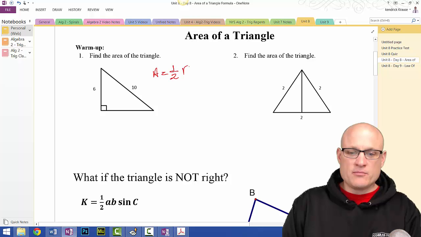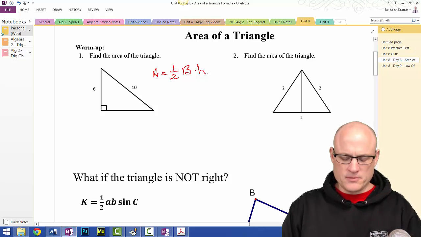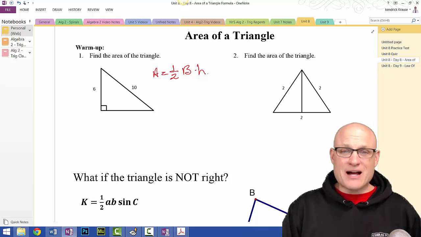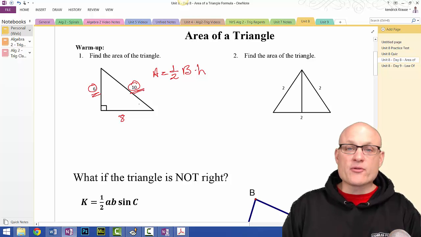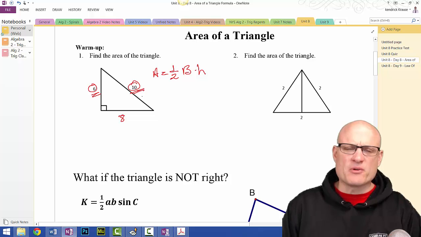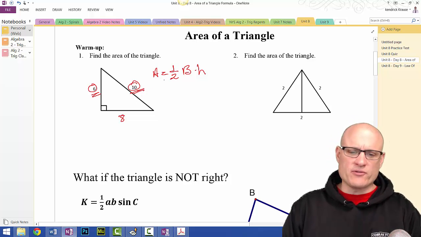1/2 base times height. No problem. Problem. Don't have a base. Well, that's easy. This is just a Pythagorean triple. That's 3 squared. That's 5 squared. This has to be 4. This is a multiple of 3, a multiple of 5. This has to be a multiple of 4. So that's a 3, 4, 5 right triangle in the form of a 6, 8, 10 triangle. Because 36 plus 64 is 100.